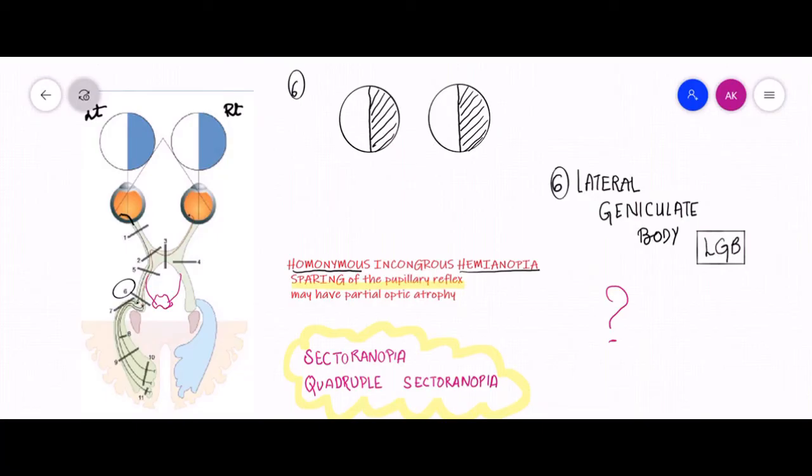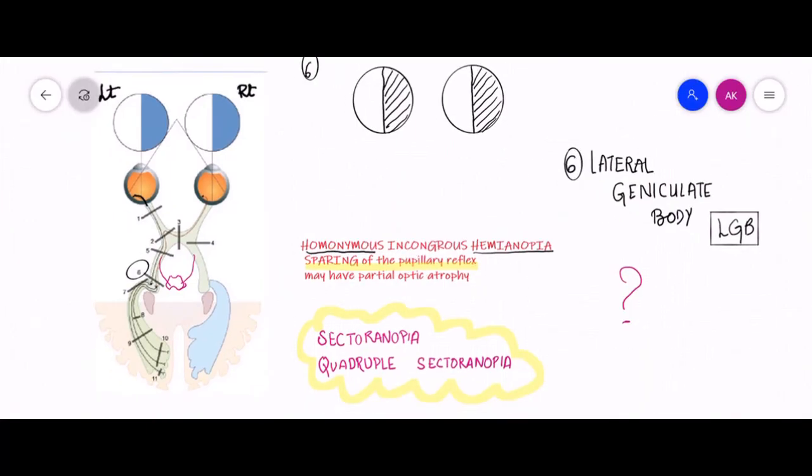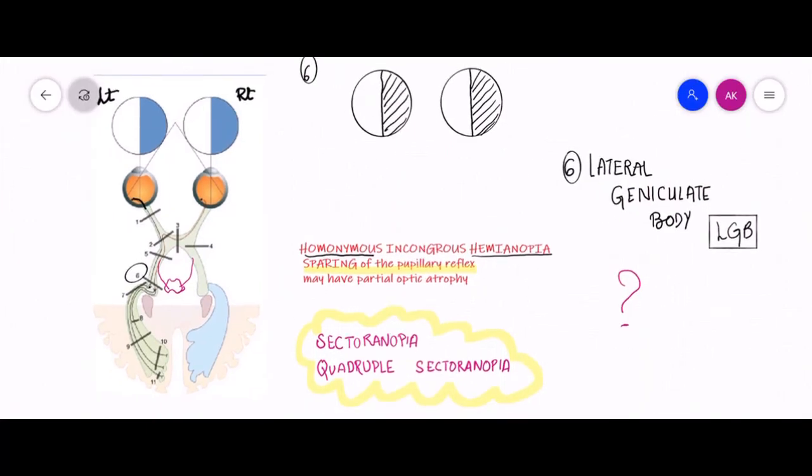Also, there might be a partial optic atrophy in case of lateral geniculate body lesions. There are certain advanced visual field defects which can be of the congruous variety also, like sectoranopia and quadruple sectoranopia, which can be seen in lesions of the lateral geniculate body. However, they are quite advanced to explain and are outside the scope of this video. If you want me to make a video on that, kindly comment in the comment section.